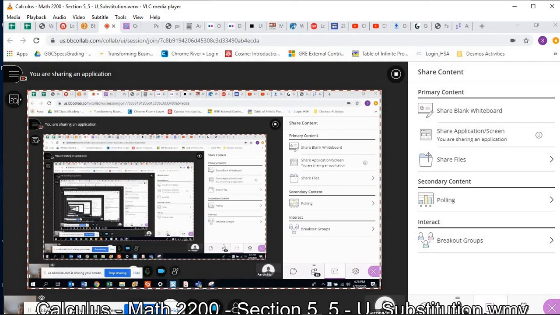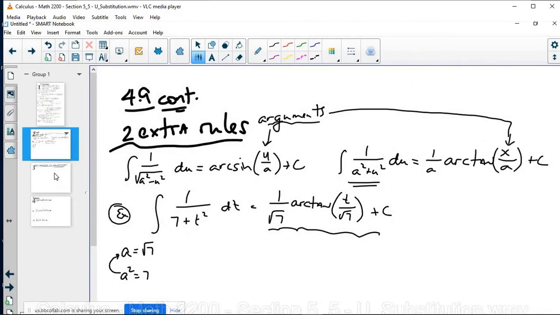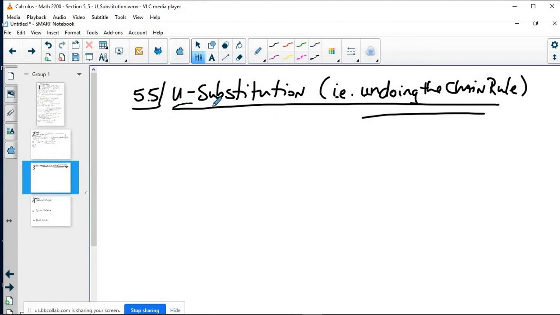Okay guys, so this is an introduction to section 5.5 called u substitution. And u substitution is basically undoing the chain rule. So let's do a little review here.